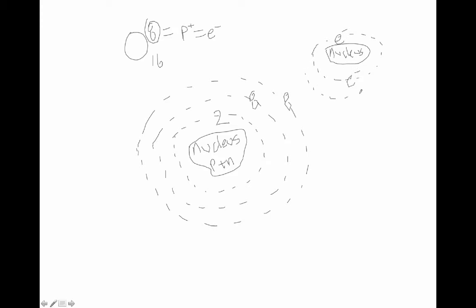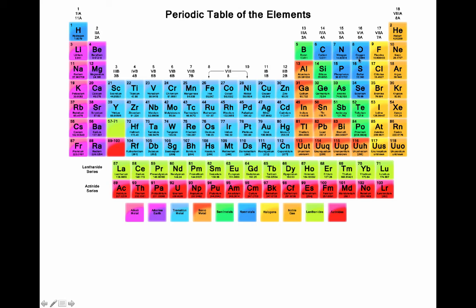Then we have to go to our next shell, or our second shell. Well, we've already used up 2 electrons, which means we only have 6 more left. Because remember, oxygen is going to have 8 total electrons. We've already used up 2. So now we're going to put 6 electrons in this outer valence shell. So 1, 2, 3, 4, 5, 6. And that's it. Now remember, what group is oxygen in? Oxygen is in group 6.